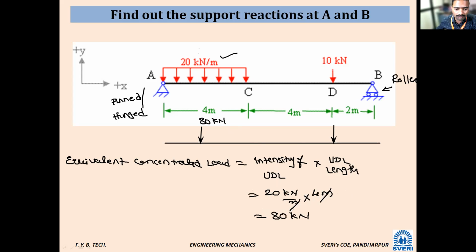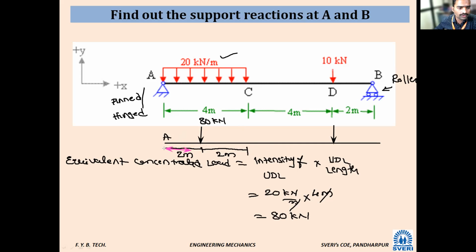Okay, at what distance from A? So this is A point. From A to C, kitna distance hai idhar? Total A to C is 4 meter, but this concentrated equivalent load will act at the center of the UDL. So total UDL is 4 meter. So A to this point, how much it is? 2 meter. Next remaining distance, kitna rehta? This is 2 meter. So the remaining distance will be the same.